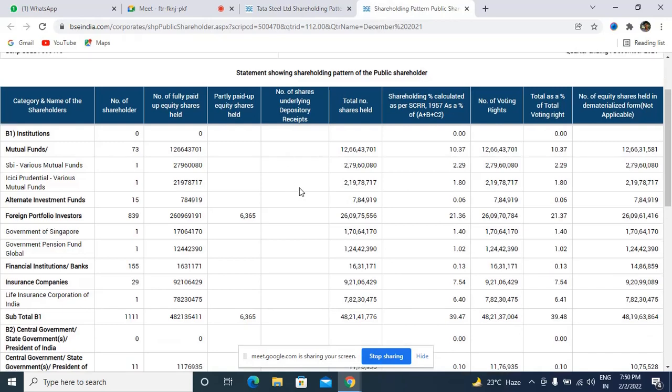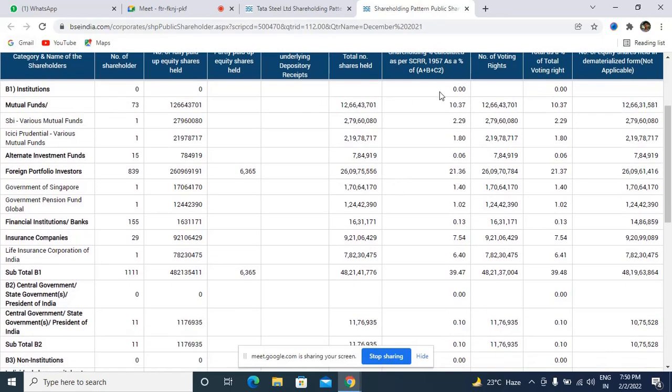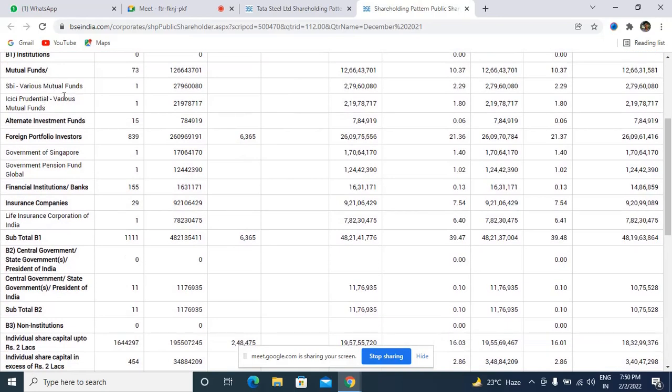Okay, now let us look at the statement showing shareholding pattern of the public shareholder. So mutual funds hold 10.37%, 73 mutual funds, and who are the major shareholders? Who are the major mutual funds who are holding some significant stake? SBI, ICICI Prudential 2.29%, SBI holds 10.37%, alternate investment fund, this is 0.06%.